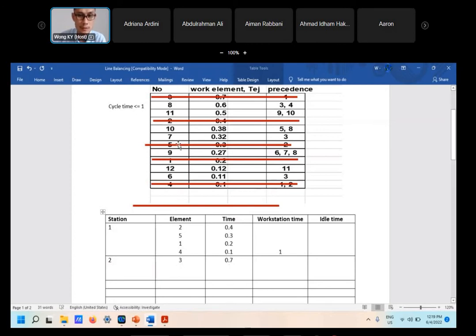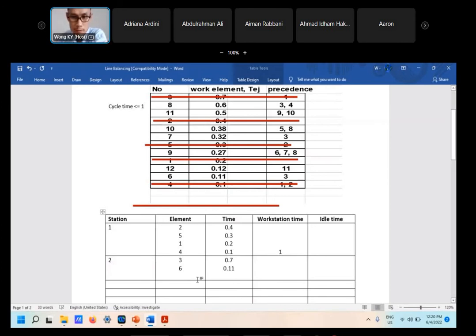Okay, so we continue, we go down the list. 9, can we assign 9? Cannot, because 6, 7, 8 have not been started. Can we assign work element 12? Cannot, because 11 has not been started. Can we assign work element 6? Okay, yes, so we can assign 6. Element time is 0.7.